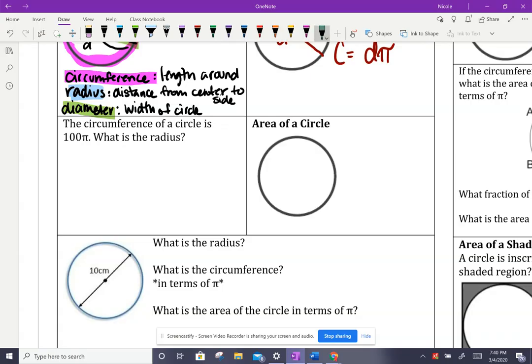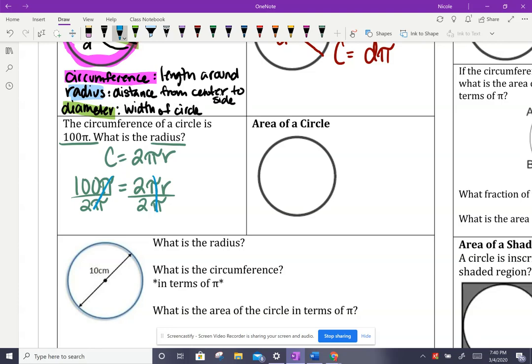So if our circumference is 100 pi, and I'm trying to find my radius, I'm going to set this equal to C equals 2 pi r in order to isolate my radius. So I'm going to take 100 pi equals 2 pi r, and then divide by 2 and pi at the same time. Those pi's are going to cancel out on both sides. On the right-hand side, the 2's will cancel out. And on the left-hand side, 100 divided by 2 is going to give me a final answer of 50 for my radius.